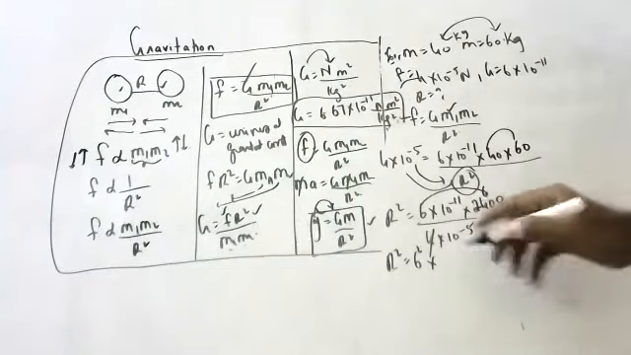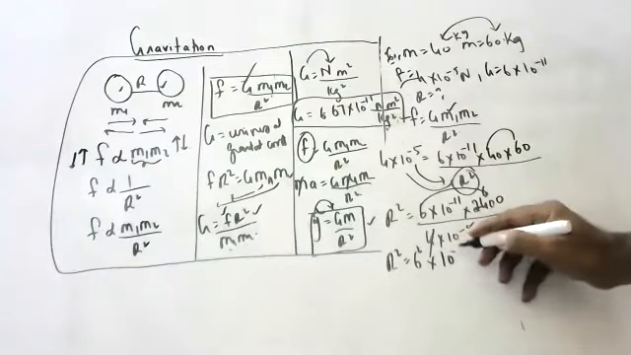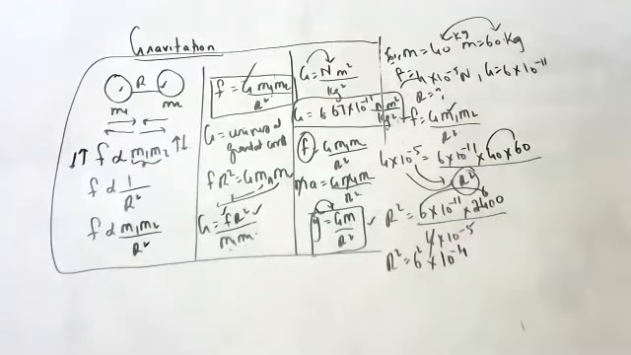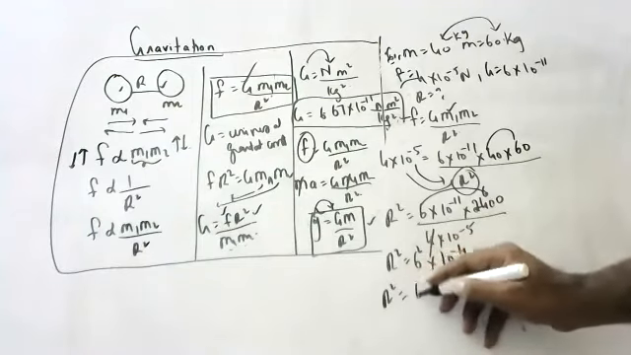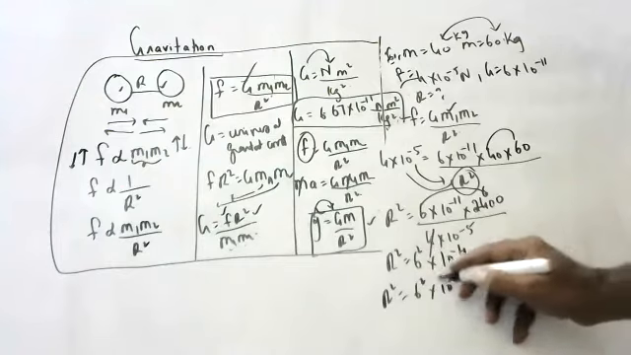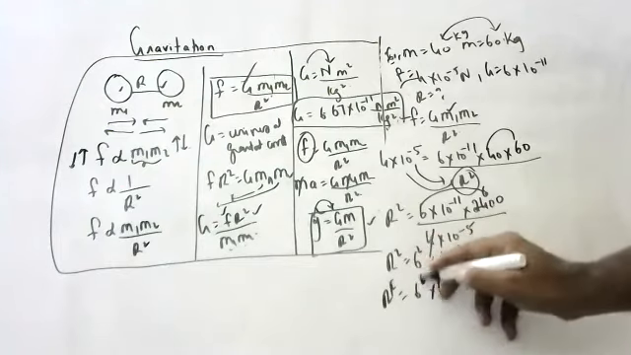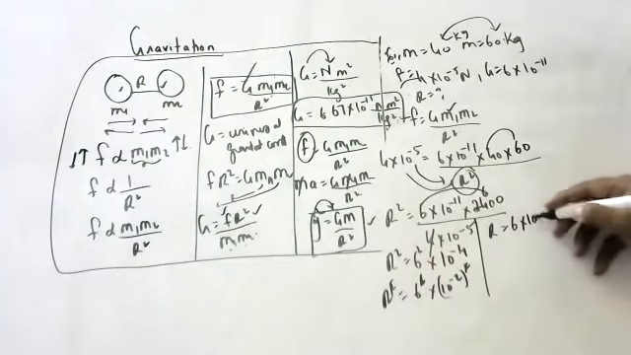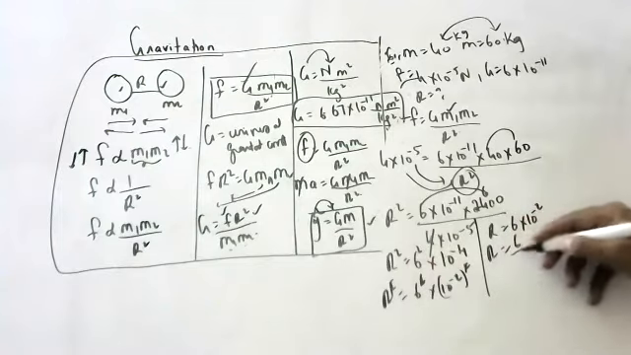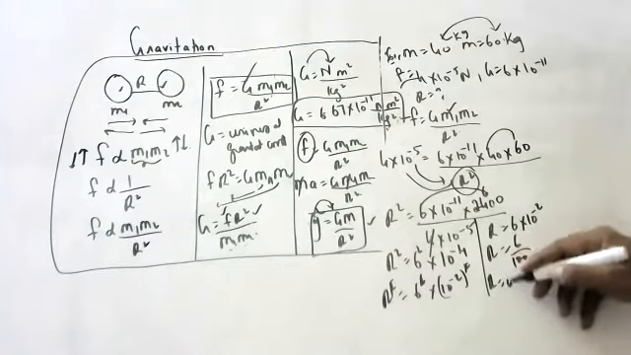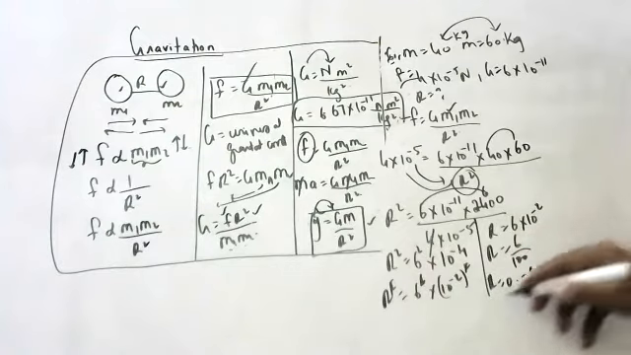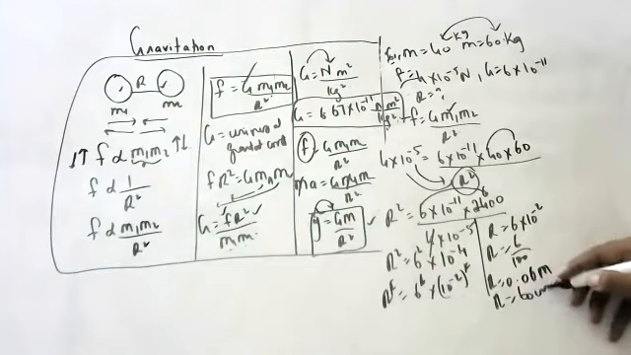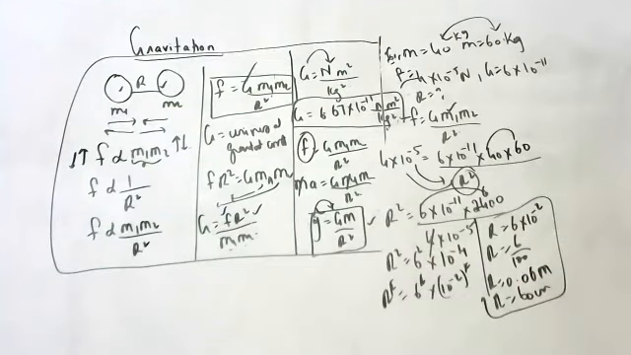Minus 11 plus 7 is minus 4. So what we can write? R square is equal to 6 square into 10 to the power of minus 2, minus 2 whole square. Square, square cancel. So R is equal to 6 into 10 to the power of minus 2, 6 by 100, 0.06 meters. That is 60 centimeters. Okay, children? Like this you have to do, children.